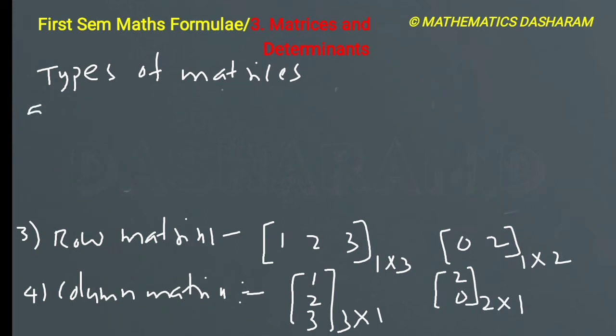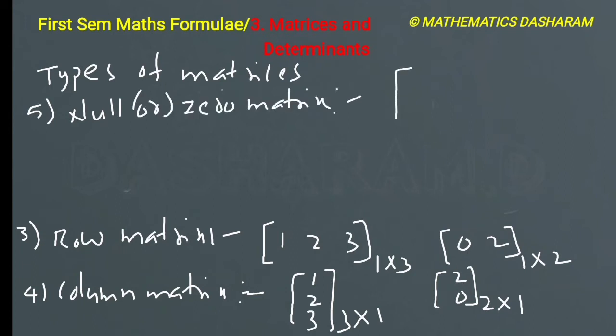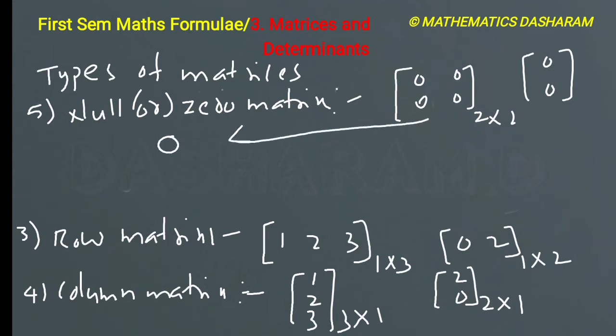Next, fifth one is null matrix or zero matrix. In a matrix, if every element is 0, it is called a null matrix or zero matrix. Here 2 by 2. Next here 0, 0. Every element should be 0 and it is denoted with O and its order. For example, here its order is O 2 by 2 and the second one O 2 by 1.